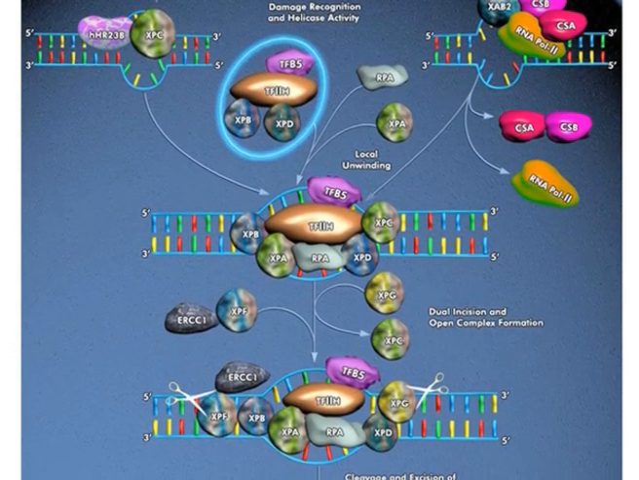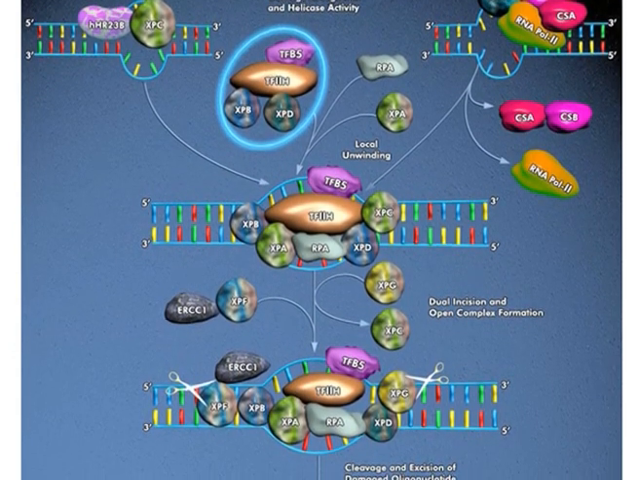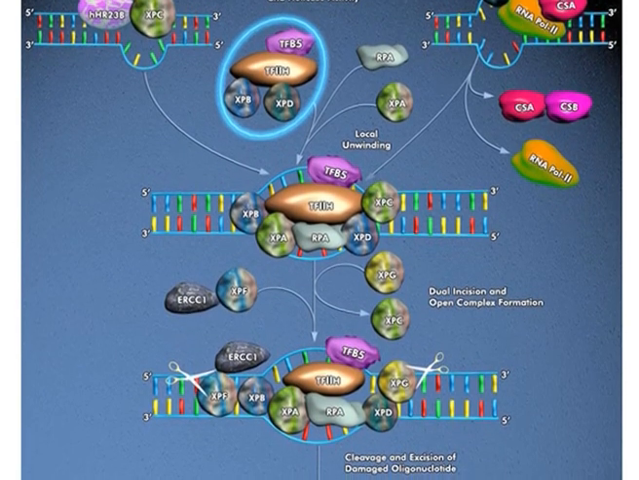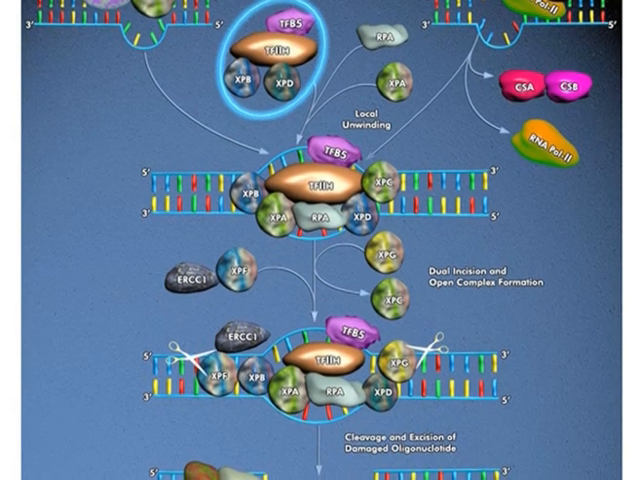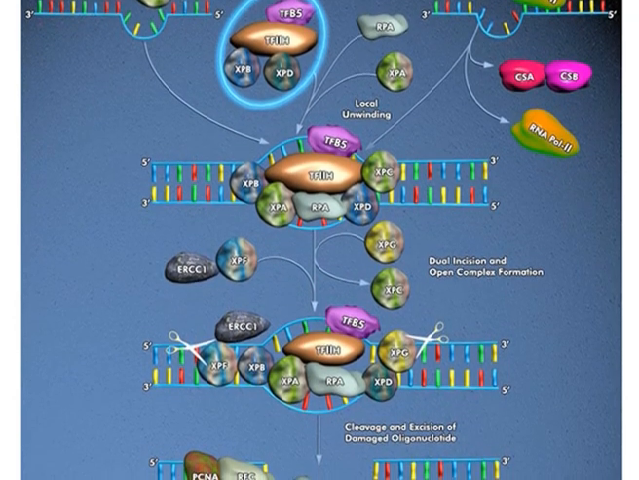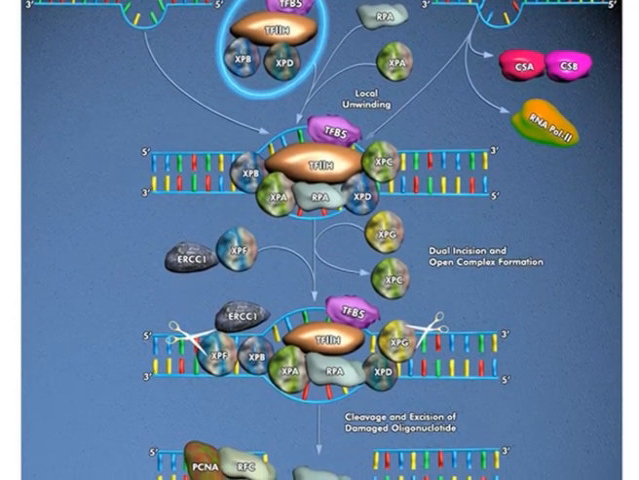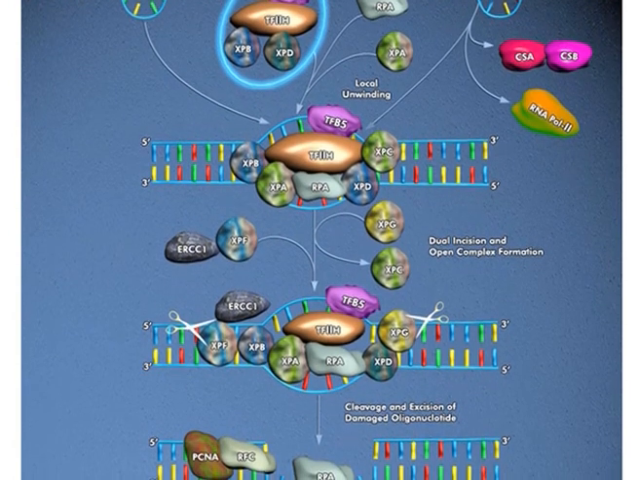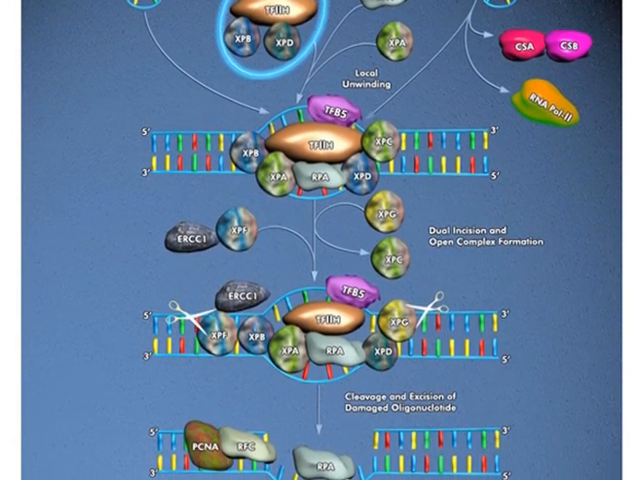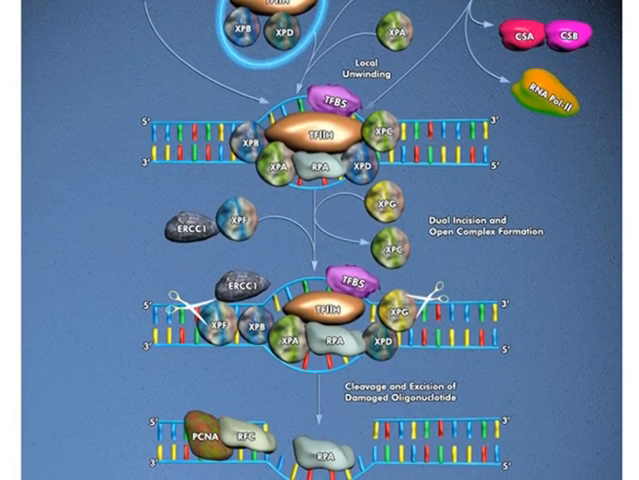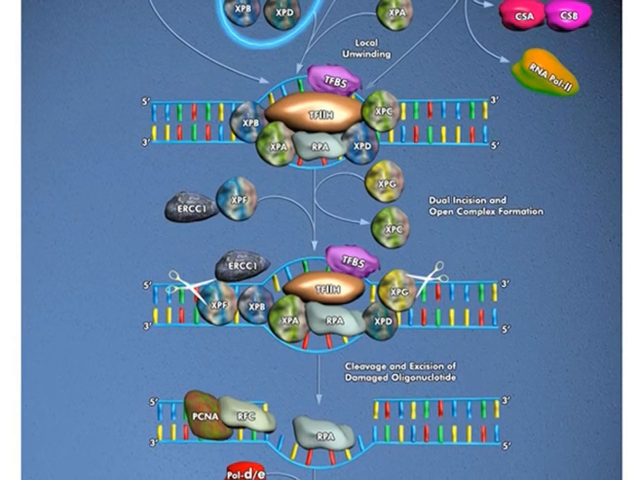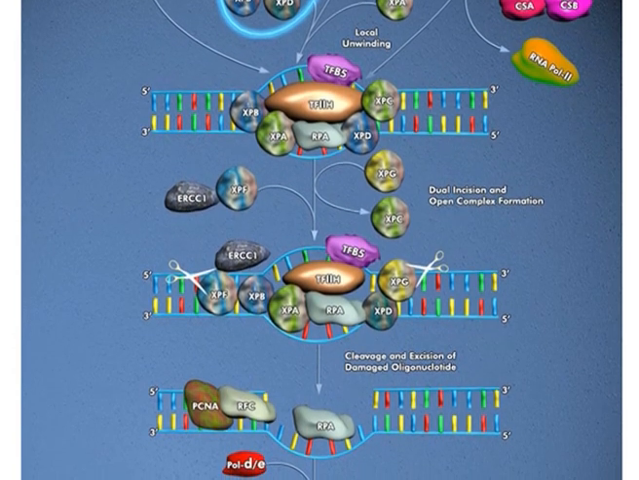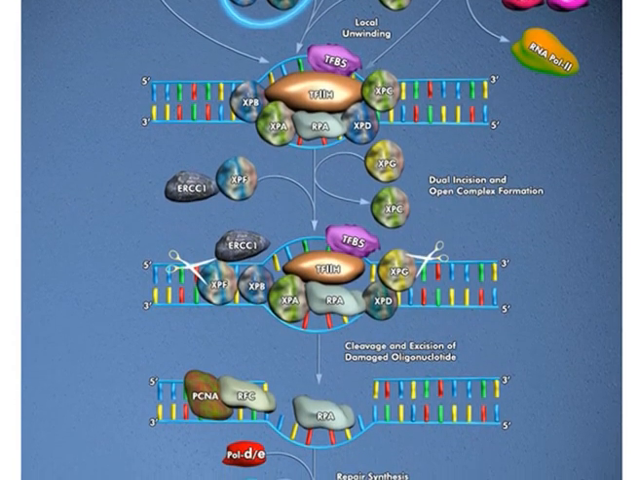XPA and the heterotrimeric RPA, or replication protein A, then bind at the site of injury and further aid in damage recognition. Next, the XPB and XPD helicases, components of the multi-subunit transcription factor TFIIH, unwind the DNA duplex in the immediate vicinity of the lesion.